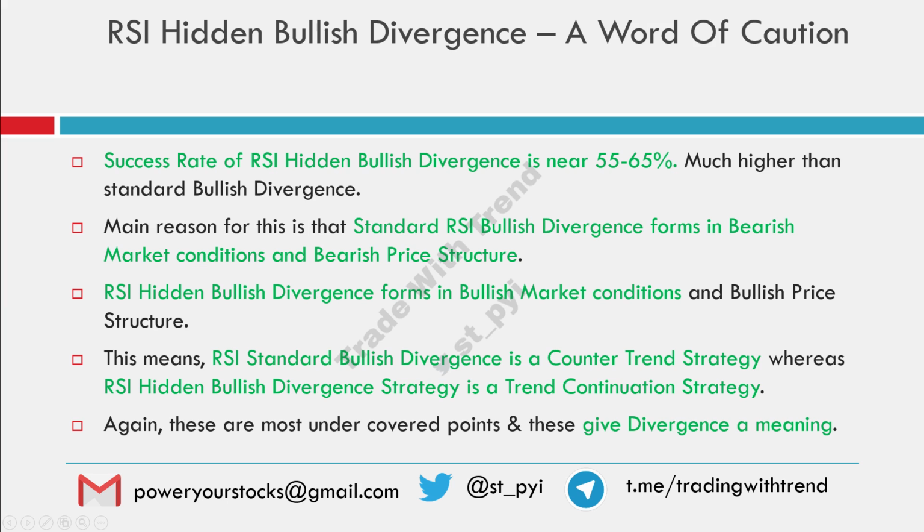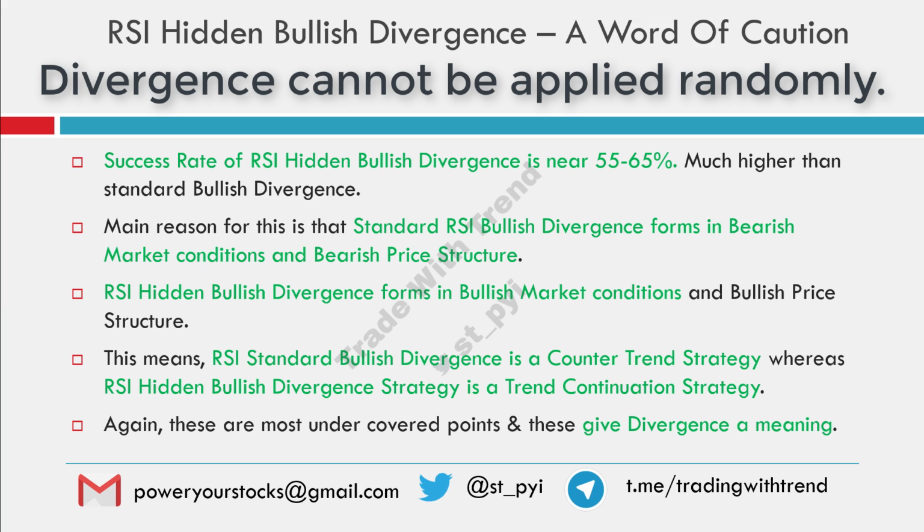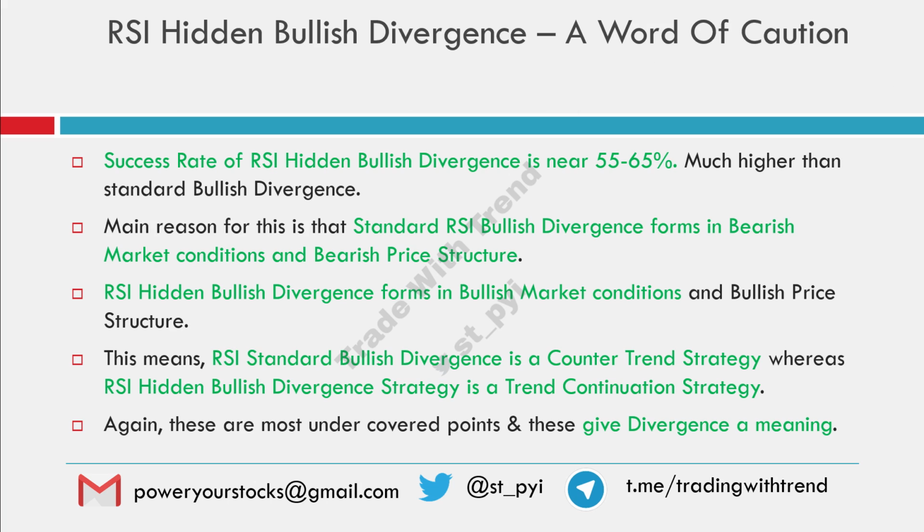Now, typically what happens is traders spot divergence and they start applying divergence in any given market condition, but that is not how you should do it. Standard RSI bullish divergence should be applied in bearish market conditions because it's a trend reversal strategy, whereas RSI hidden bullish divergence should be applied in bullish market conditions because it is a trend continuation strategy. So let me repeat this again. RSI hidden bullish divergence is formed in bullish market conditions, signaling continuation of trend.